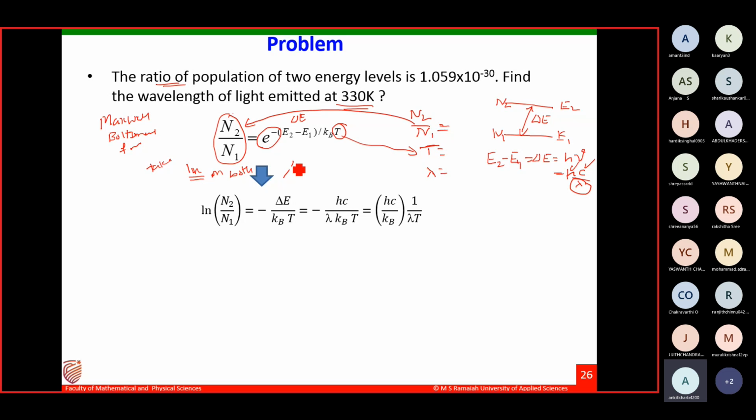Aman, are you getting it? Yes, sir. Once we know that h is constant, c is constant, and the Boltzmann constant kB is constant, the only parameters n2 by n1 depends on are the wavelength and the temperature. Now substitute the values for hc by lambda. All of you should get this number. Please try. What is the h value, what is the c value, and what is the kB value? Do this calculation.